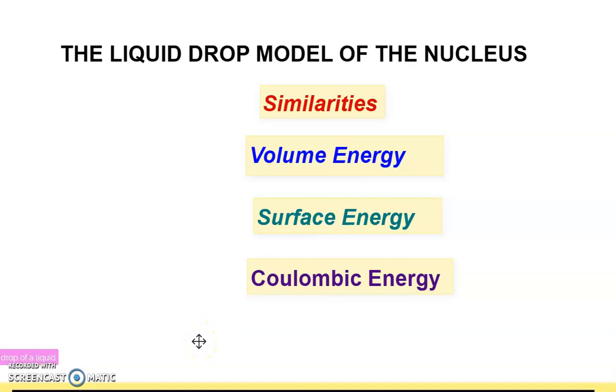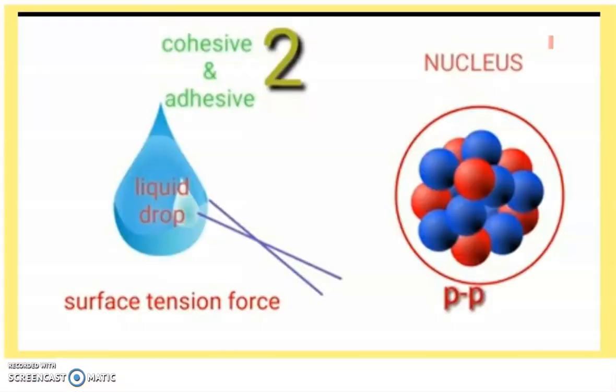So let's start by looking at what are the similarities that we can think of when we talk about the liquid drop and the nucleus of an atom. The first thing that we would like to talk about is a comparison between the nucleus of an atom and the drop of a liquid. That brings us to the first point of this video: we are going to talk about the similarities that exist between the nucleus of an atom and the liquid drop.